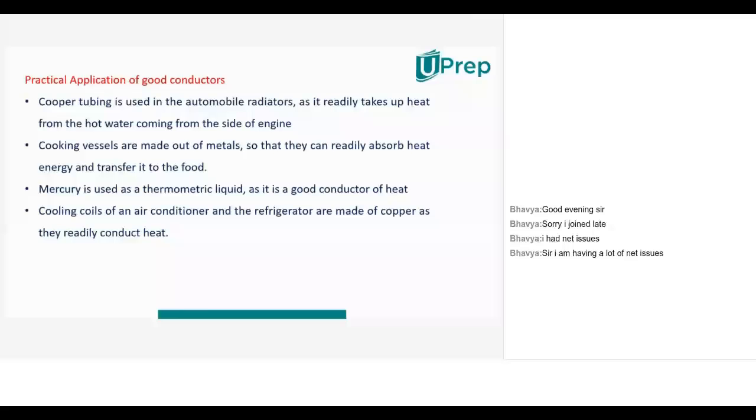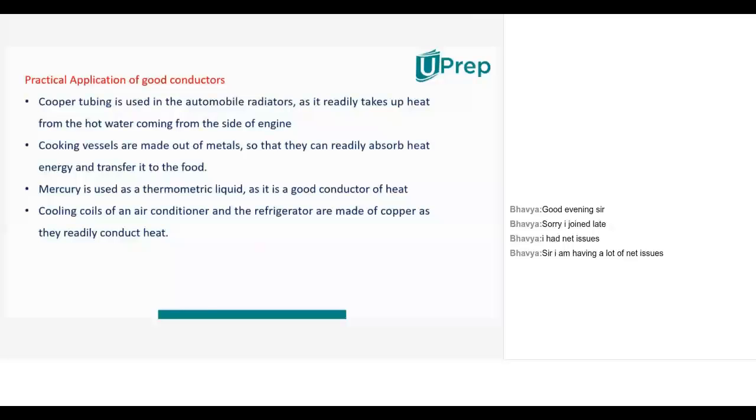As it is a good conductor, cooling coils of an air conditioner and the refrigerator are made with copper. So as it is a good conductor of heat energy, either to absorb the heat energy or to remove the heat energy, we use good conductors. Okay. Is it clear, the applications of conductors?